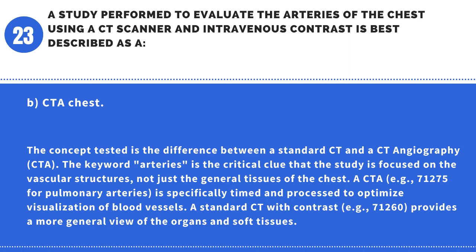The keyword arteries is the critical clue that the study is focused on the vascular structures, not just the general tissues of the chest. A CTA, e.g., 71275 for pulmonary arteries, is specifically timed and processed to optimize visualization of blood vessels. A standard CT with contrast, e.g., 71260, provides a more general view of the organs and soft tissues.